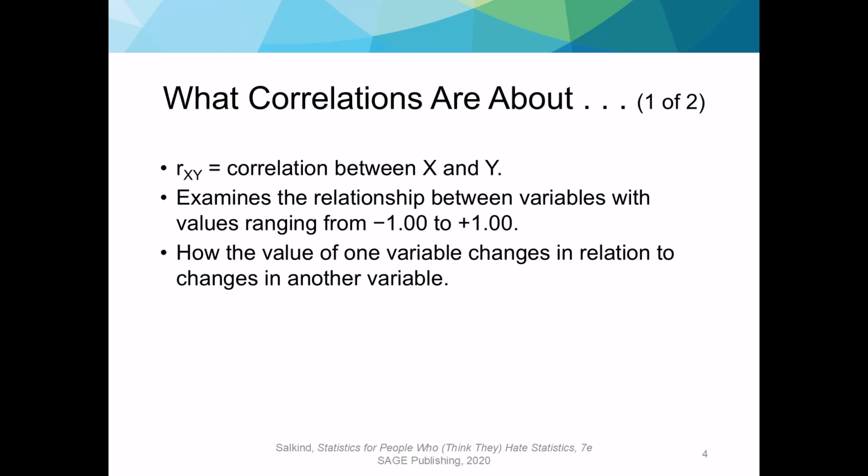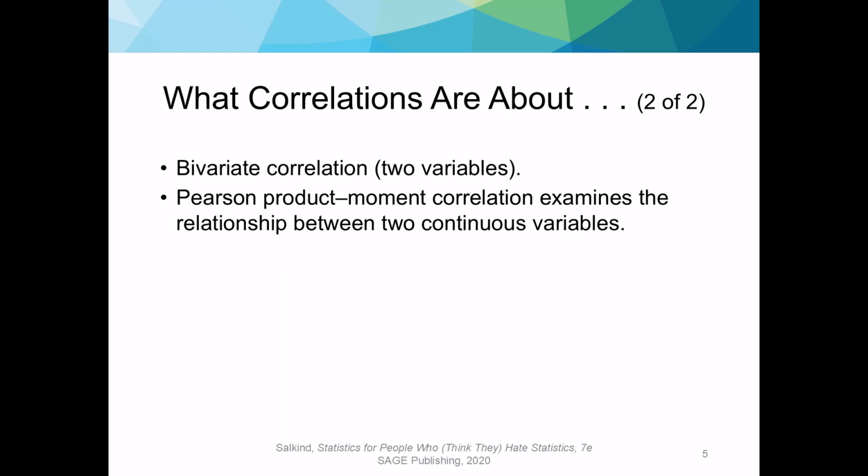The most common type of correlation is the bivariate correlation, which involves two variables. Specifically, the Pearson product moment correlation is used to examine the relationship between two continuous variables.